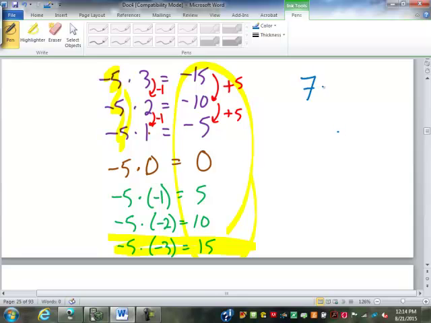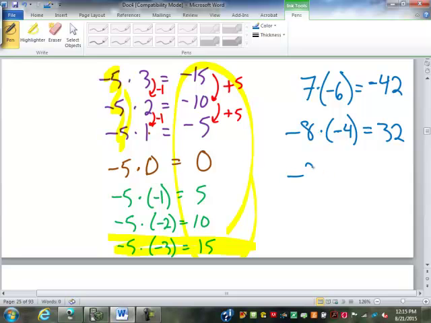So if I have 7 times a negative 6, what do I get? Negative 42. Positive times a negative is a negative. Negative 8 times a negative 4, what do I get? A positive 32. A negative times a negative is a positive. Negative 9 times 5, negative 45. Good.